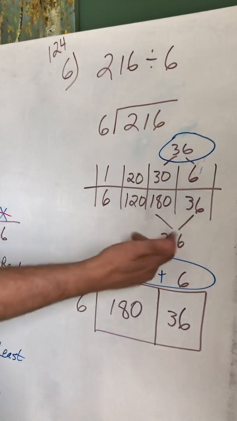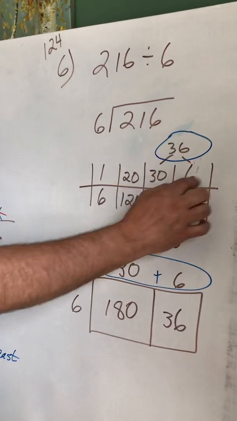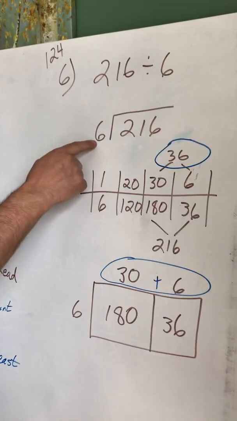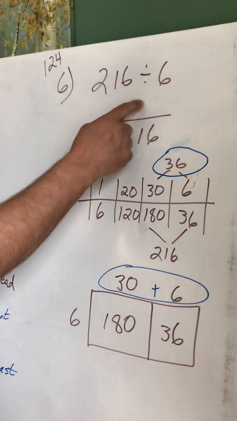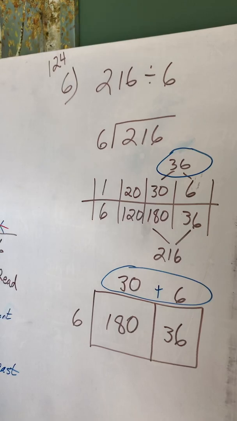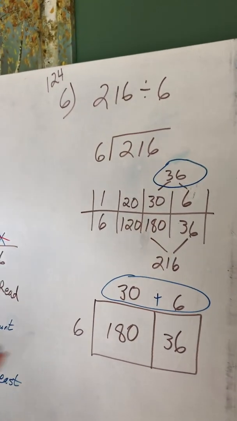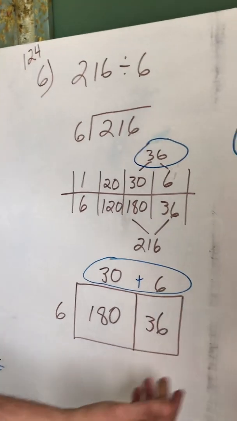Now, with these two added together, this is not your answer. You have to go up here to your factors, okay? Remember dividend, okay? Quotient. So this is your quotient. Your 30 plus 6 is 36, okay? So you use a ratio table to find your quotient. You can also use an array or area model.